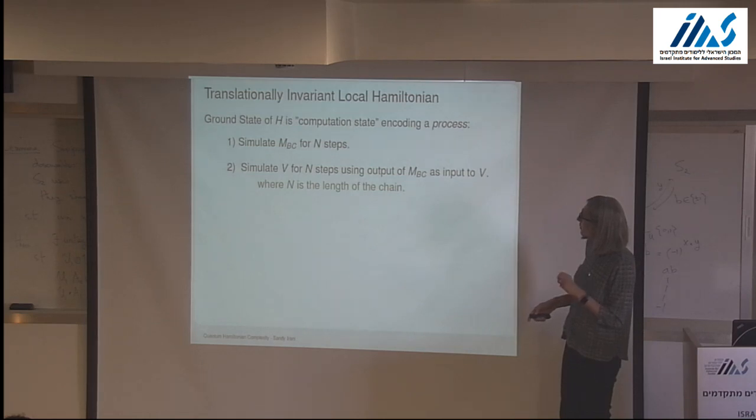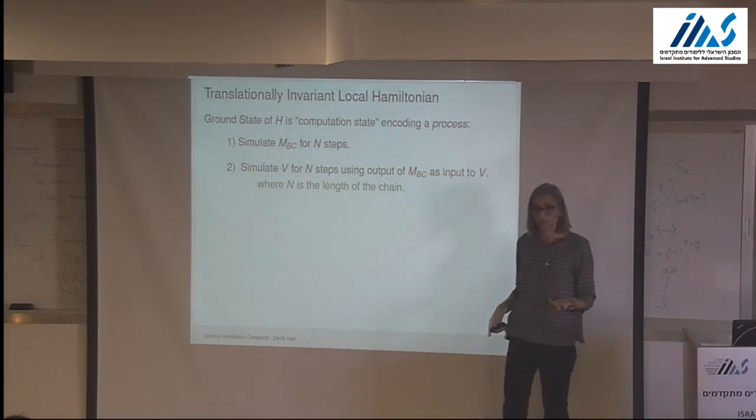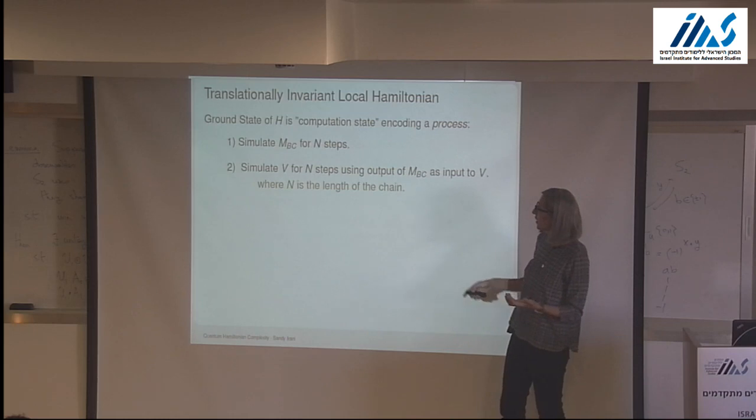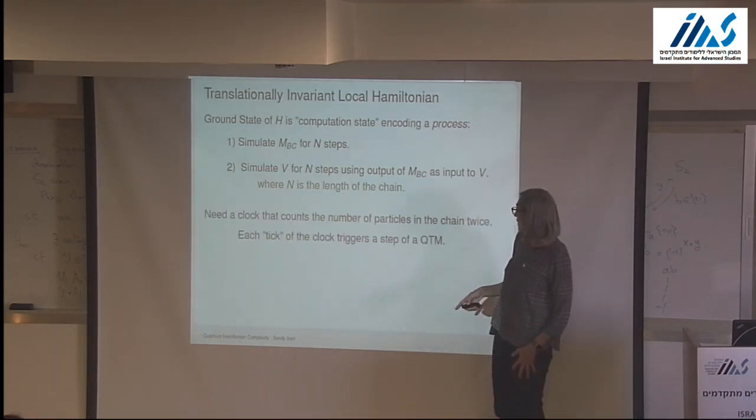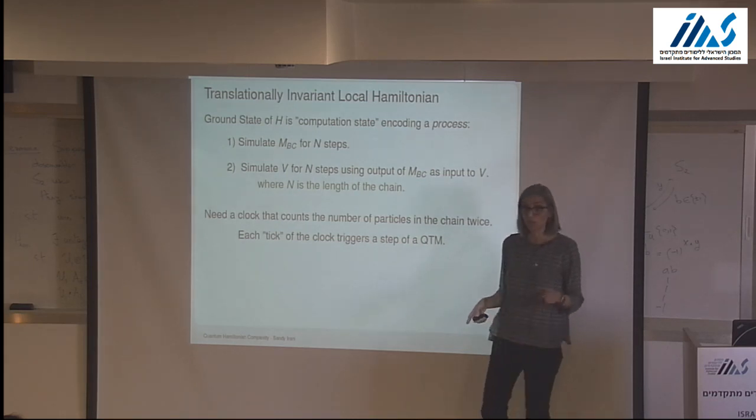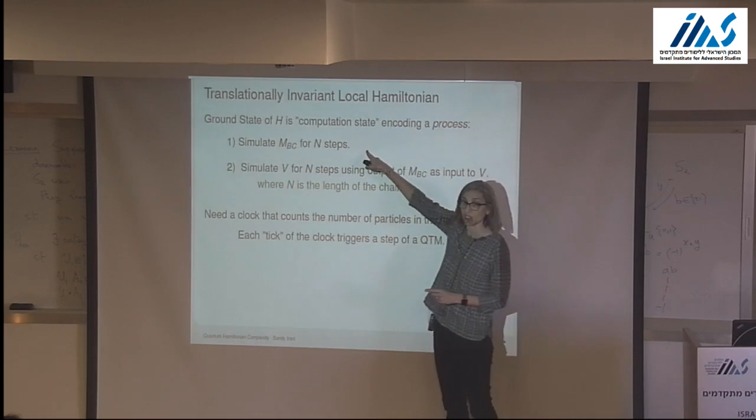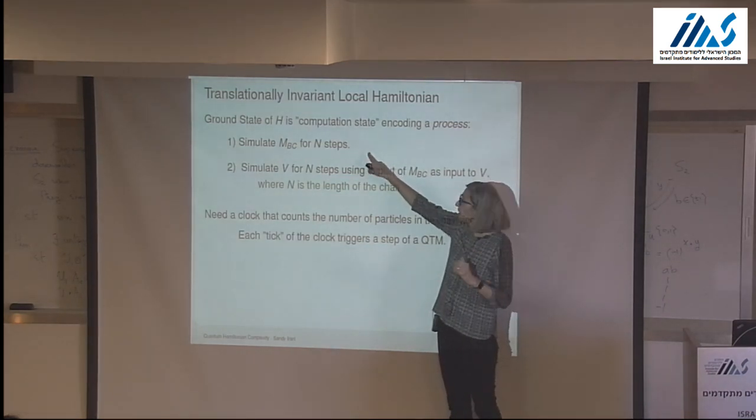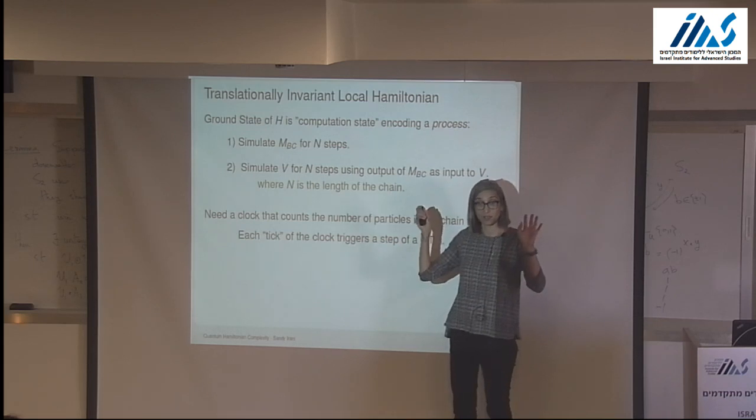So the ground state of H is the computation state that simulates the process of doing this counting, writing the size of the system in binary, and then executing the verifier on that input. Okay? So we need a clock that counts the number of particles in the chain twice. One for this counting, because we want it to run for n steps. And then we simulate the quantum Turing machine on input x for n steps. And then ask, did I accept?